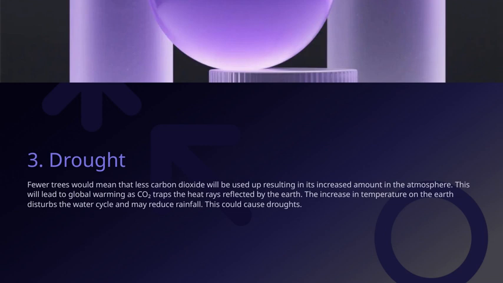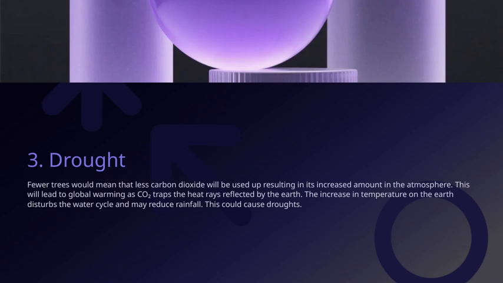So if we have fewer trees, more CO2 stays in the air, and that leads to an increase in global temperatures. Now, higher temperatures can disrupt the water cycle, the process that includes evaporation, condensation, and precipitation. When this cycle gets disturbed, it often results in less rainfall. And with less rain, droughts become more likely and more severe.